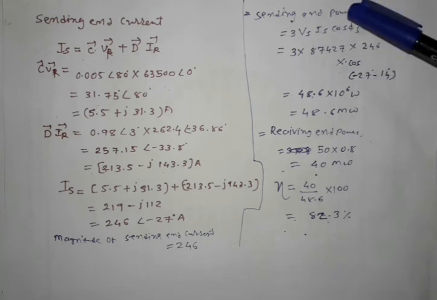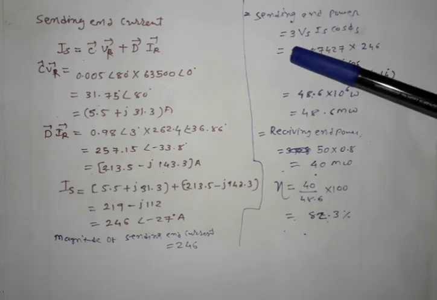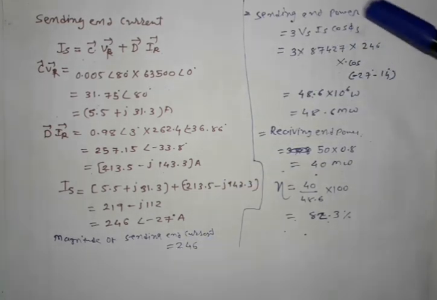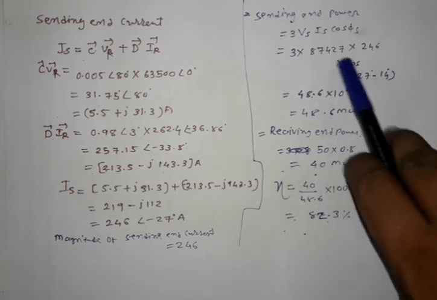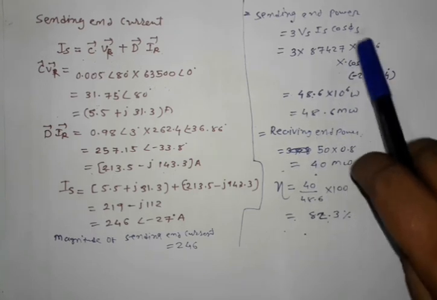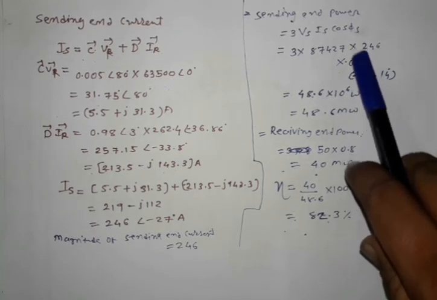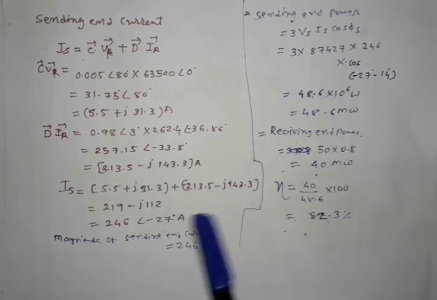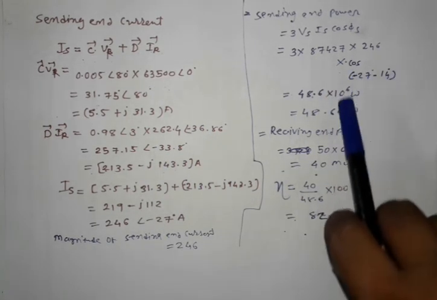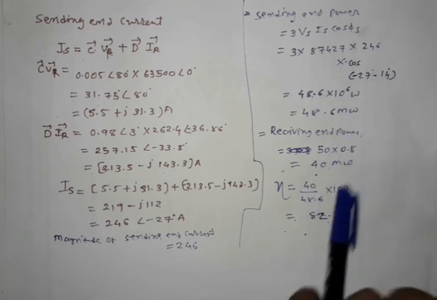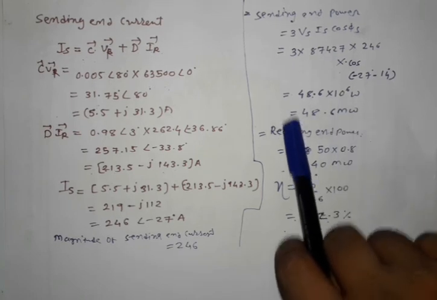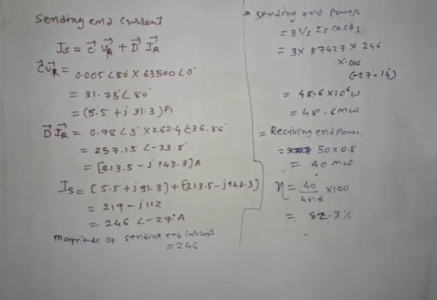Now to find the sending end power, which is 3 Vs Is cos phi s. So 3 into Vs, which is 87,427, into Is, which is 246, and for cos phi s, to find the power factor angle phi s, we have the angles of the sending end voltage and sending end current. So 27 minus 14, we get the angle for cos phi s. So the final sending end power is 48.6 megawatt.